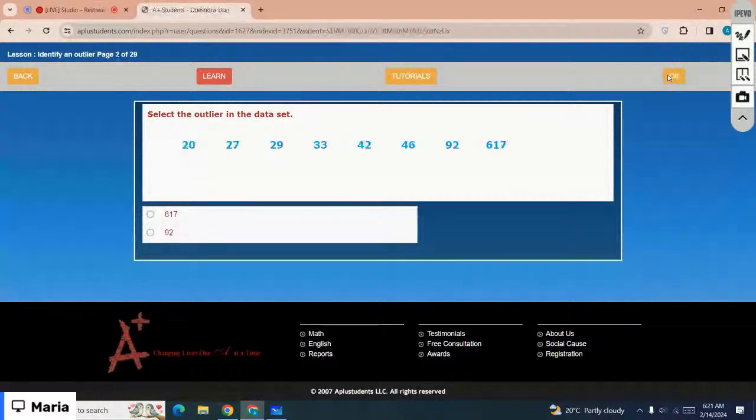Select the outlier in the data set. So which is the correct option? Outlier is the number that is either too small or too big. So which is the correct option? Which is the outlier? That is 617. Very good.